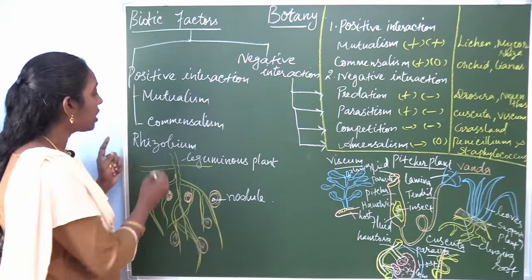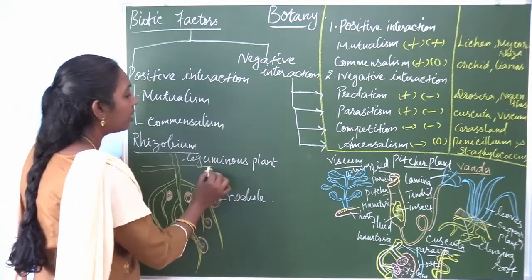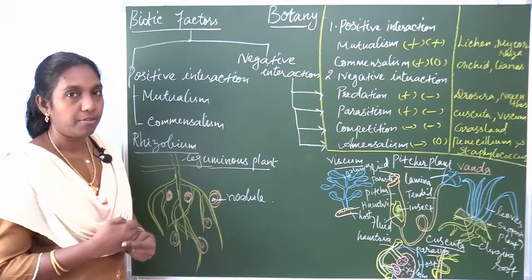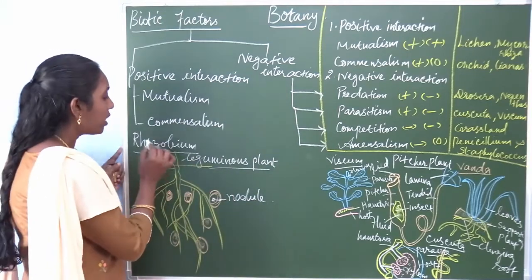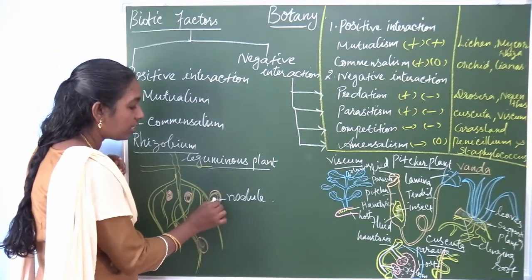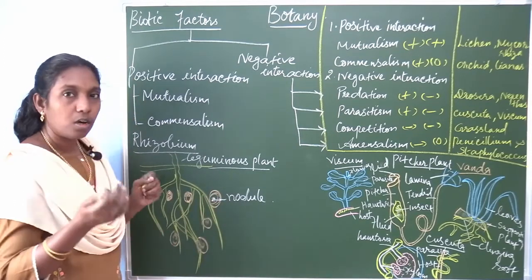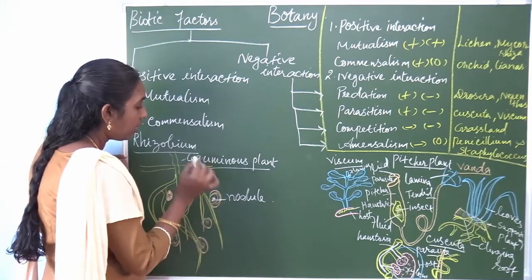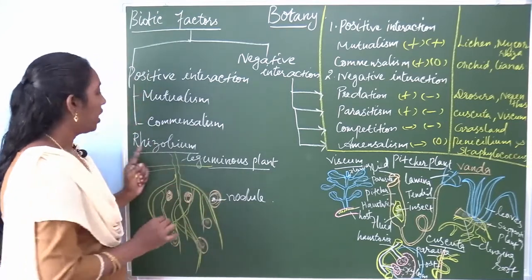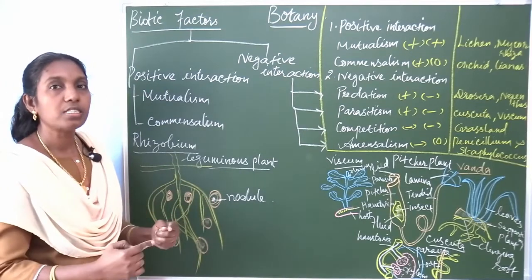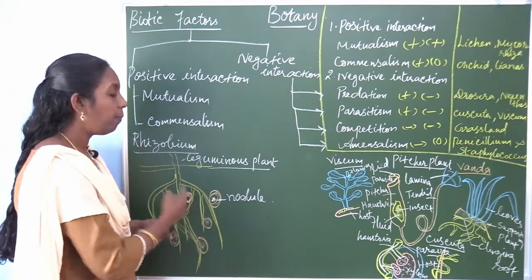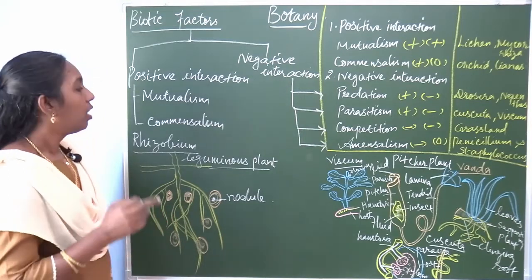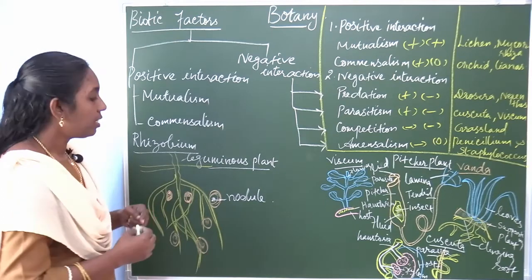Here what are the species? Rhizobium bacteria and the leguminous plant. Rhizobium and the leguminous plants are benefited. How is it benefited? Rhizobium gets shelter in the root nodule, and also it gets its food, but it is not harm. Similarly, this bacteria, Rhizobium, fixes nitrogen and gives it to the plant. So both are mutually benefited. This is one example. Likewise, there are some other examples.